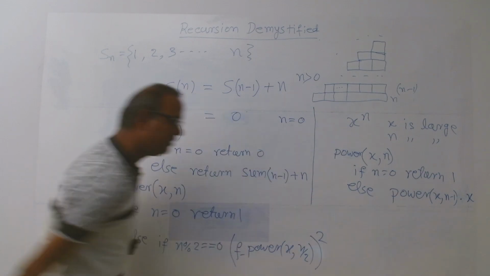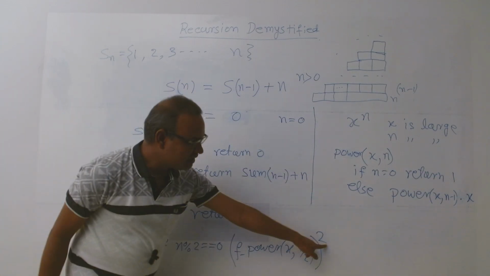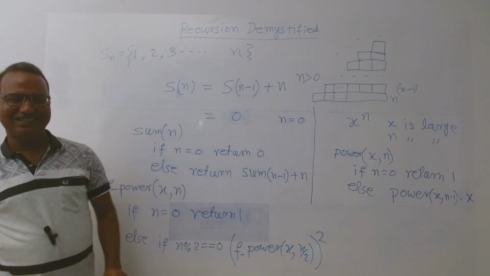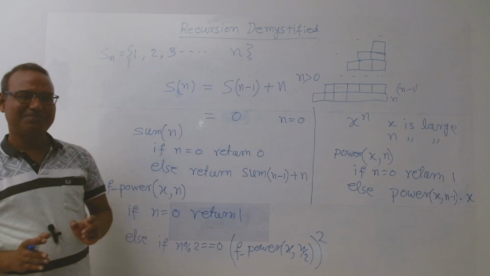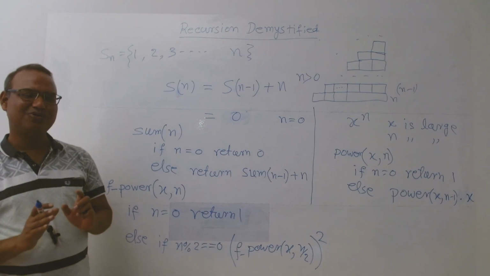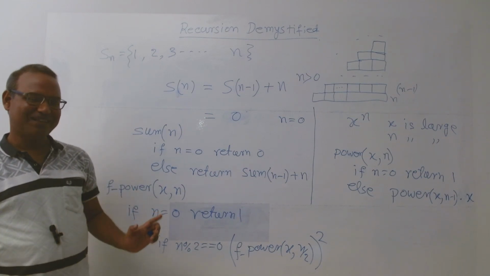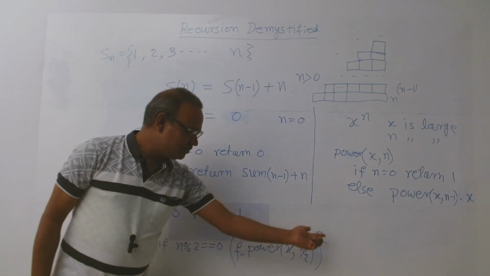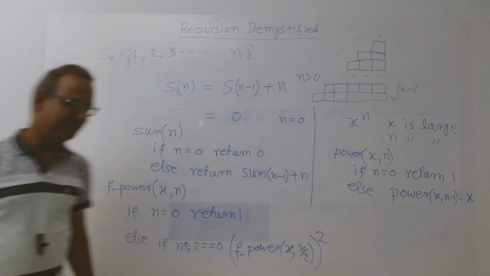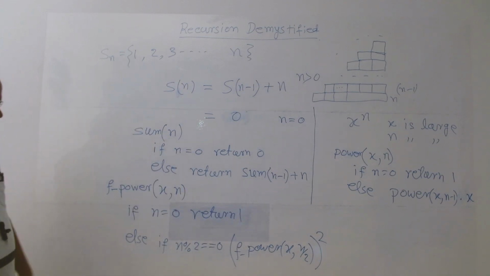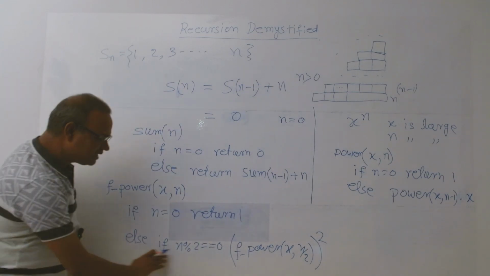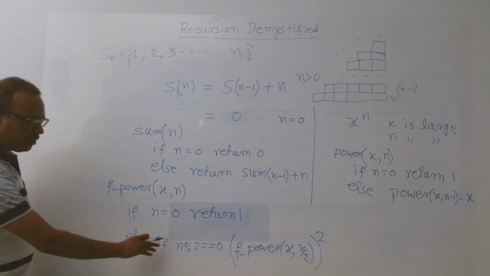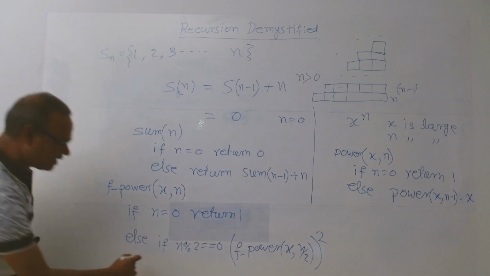and square it. How can we compute the square? You can call the multiply function of the last lecture, where we saw how to multiply large numbers. Using that multiply function, you can compute this square. That will be very fast. So this is the case for when n is even.